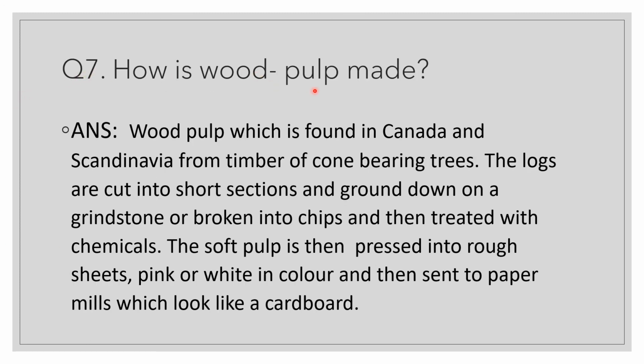Next question, how is wood pulp made? So wood pulp, which is found in Canada and Scandinavia, is made from timber of cone-bearing trees. The logs are cut into short sections and ground down on a grindstone, or are broken into chips and then treated with chemicals. The soft pulp is then pressed into rough sheets, pink or white in color, and then sent to paper mills, when they look like cardboard. So this is how wood pulp is made.